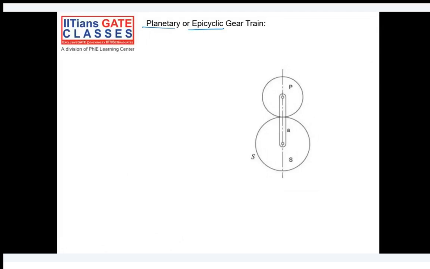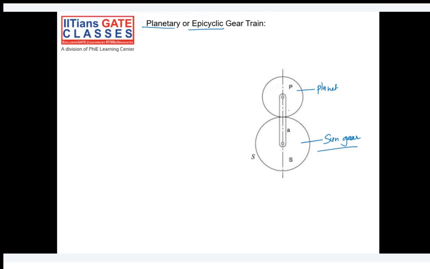So in this case, the gear around which the other gear is rotating is called the sun gear. You can denote it by S. It is the more commonly used name, so you should know this. S stands for sun, P stands for planet, so this is a planet gear. The planet gear is rotating about the sun, and we make sure it is not going away from the sun by using this arm A.